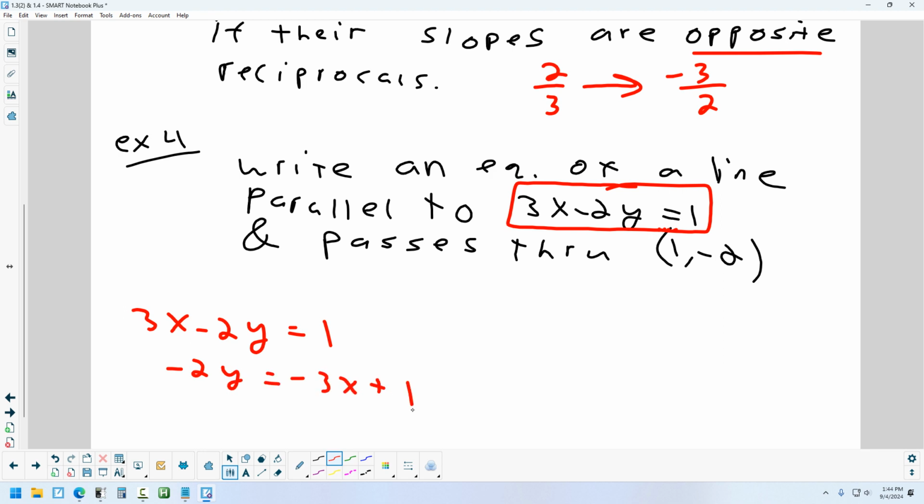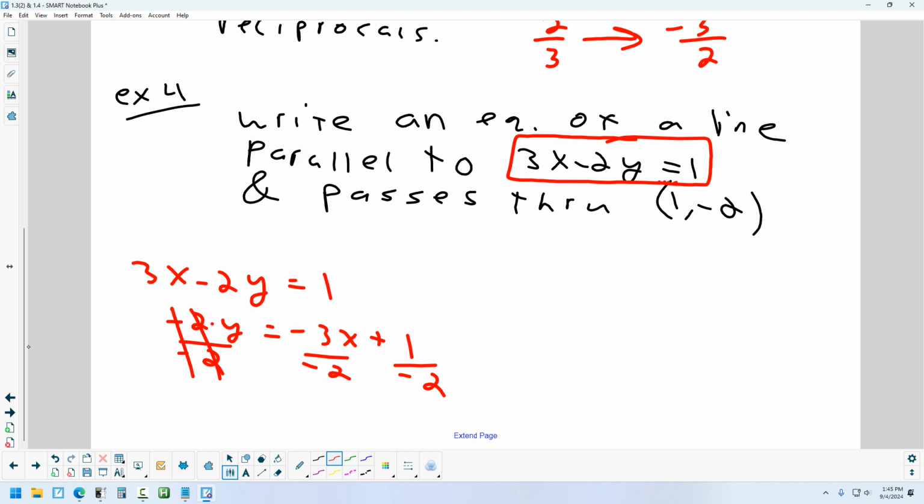Bring the 3x to the other side. How do I get rid of that negative 2? Well, it's negative 2 times y, so what's the opposite of times? Divide. And what do we divide by? Negative 2. Yep, because we want to cancel the number and the negative. We don't need to finish the y-intercept. All I need to know is the slope, because I'm just trying to be parallel to that line. 3/-2.